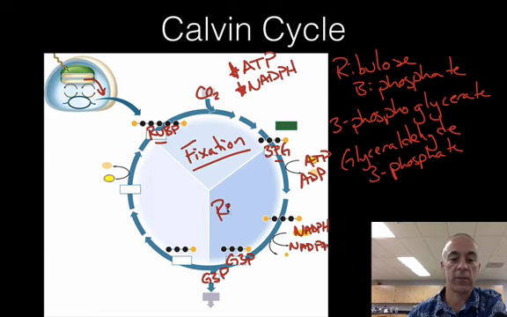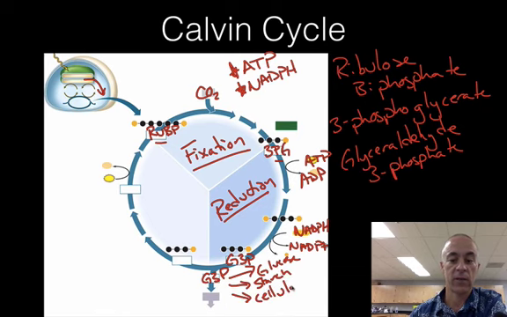This is what we call the reduction phase, because this 3-PG is being reduced. It's getting electrons added to it in order to make G3P. This can then split off. It can become glucose. G3P can become starch. It can become cellulose. It's very, very useful with plants. It can become any component of that plant.